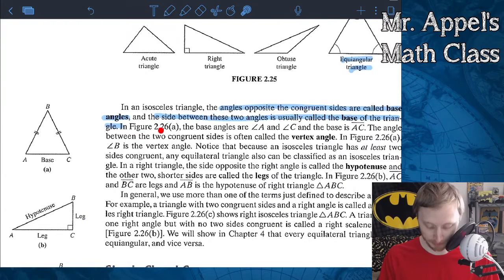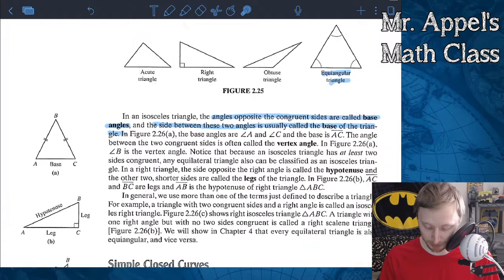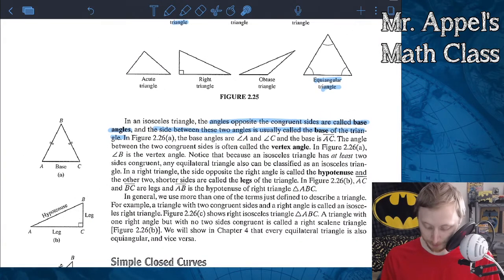As I said here, Figure 2.26, the base angles are A and C, and the base is segment AC. The angle between the 2 congruent sides is often called the vertex angle. Okay, the angle between the congruent sides is the vertex angle, so that would be this one right here. In Figure 2.26a, angle B is the vertex angle.